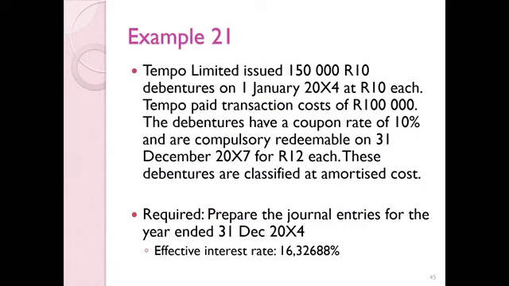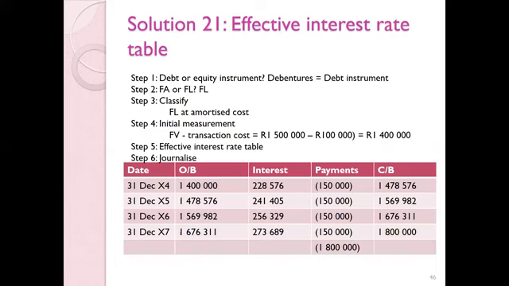When looking at the payment, it would be based on the issue value. So we issued 150,000 10 Rand debentures. So that then means it's at a value of 1.5 million and the coupon rate is 10%. That then means 1.5 million times 10%, the annual payment would be 150,000 Rand. We would then take our opening balance plus our interest minus our payments to get our updated closing balance. You would then continue this on for X5, X6, and X7.